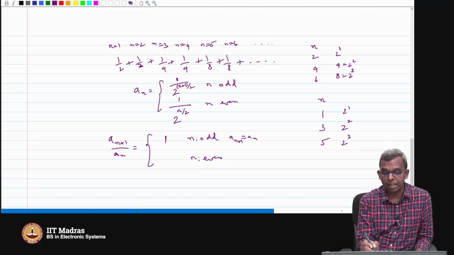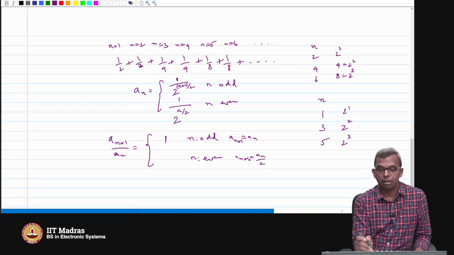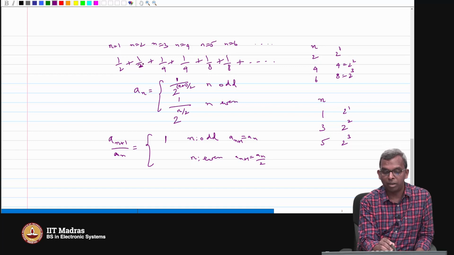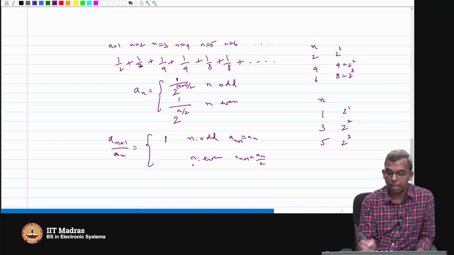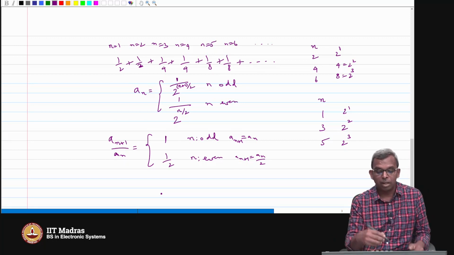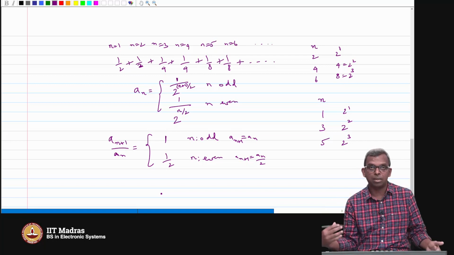On the other hand, if n is even, a n plus 1 is a n by 2, isn't it? It is going one half below, right? Whenever n is even, if n is 2, then it became 1 by 4. If n is 4, it became 1 by 8. It gets multiplied by half. So, the ratio becomes 1 by 2. So, whenever n is odd, it is 1. Whenever n is even, it is 1 by 2.